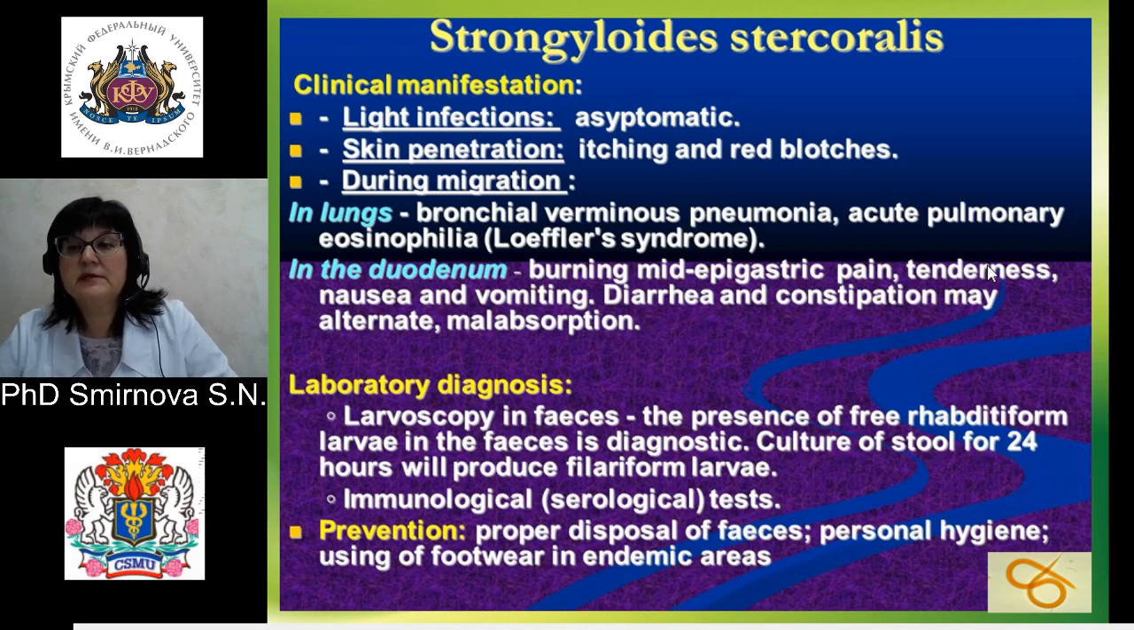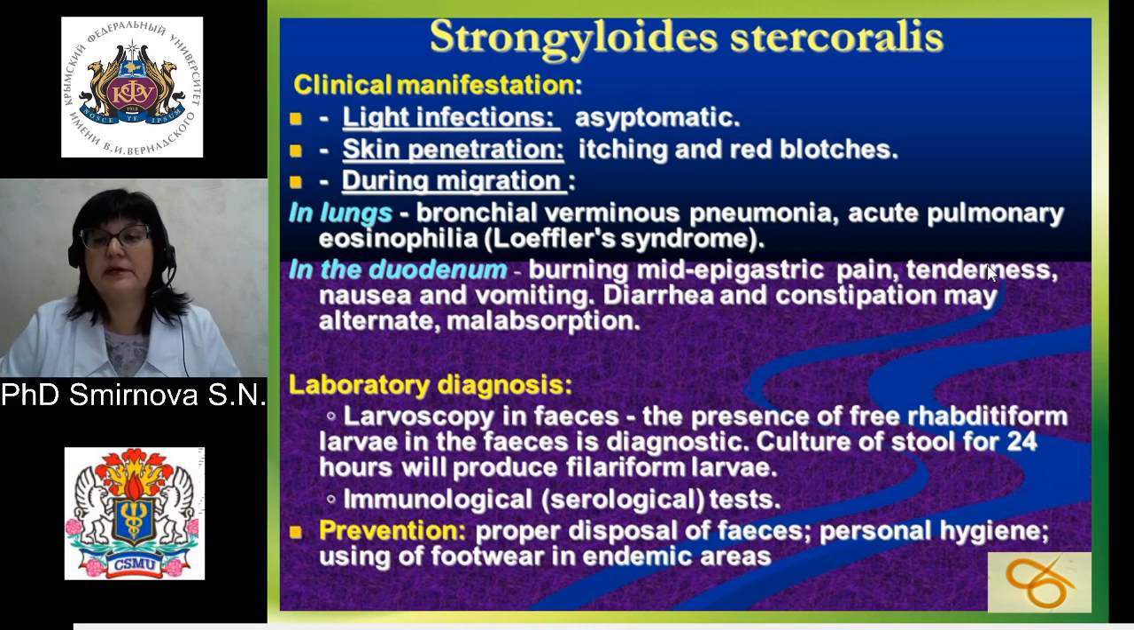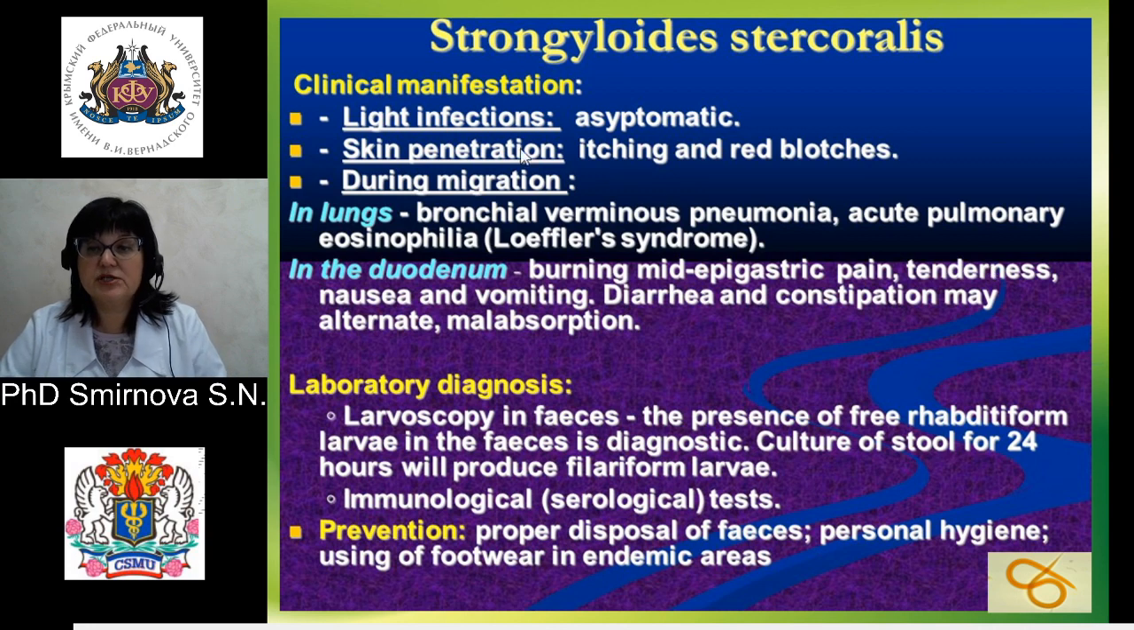For Strongyloides stercoralis, clinical manifestations include different symptoms. The first form is a light infection, which usually goes asymptomatic. Then skin penetration can be present, and symptoms characteristic of migration in the lung and in the duodenum. Laboratory diagnostic is larvoscopy in the feces.